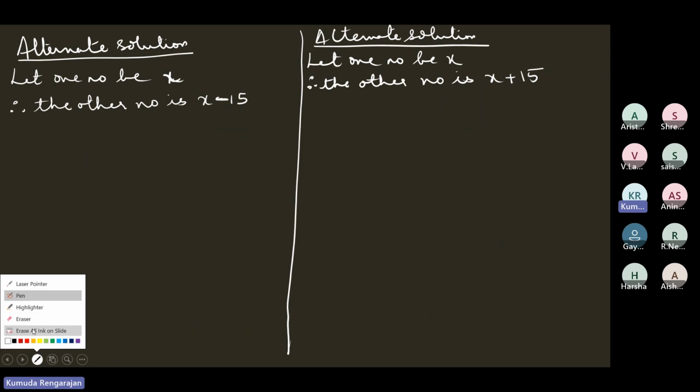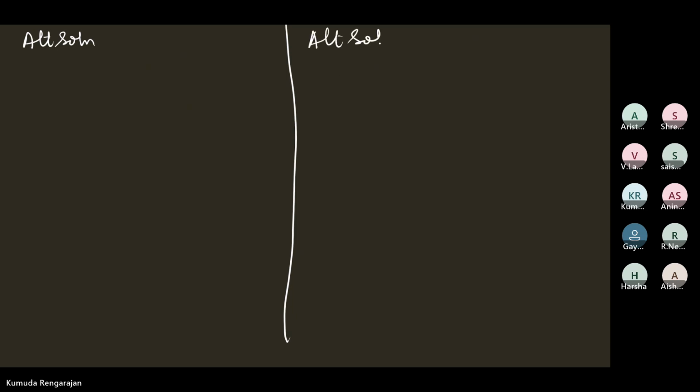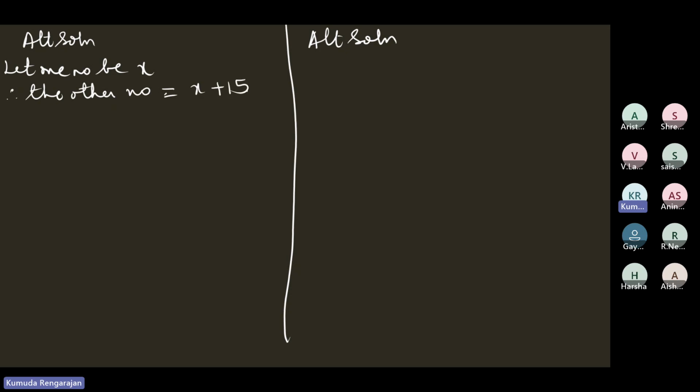Children, let me write the same thing again. See here, children. Let one number be x. Now, if this is the smaller number, the other number is the bigger number. We know that the difference between the numbers is 15, right? So if the smaller number is x, then the other number will be x plus 15.